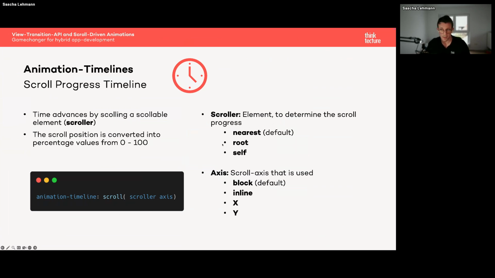You have a scroller element that you can define there. The default is nearest, and you can also use root or self. And you can also define the axis. So if you have some vertical scrolling, you are free to listen to that axis then.